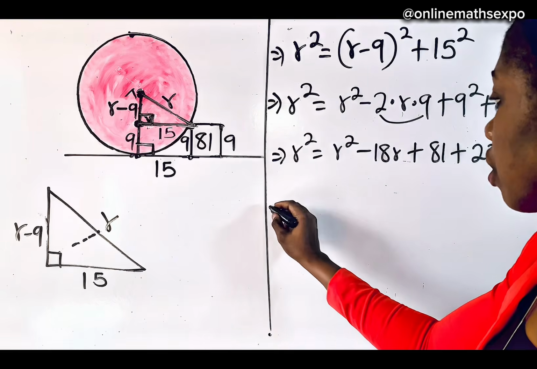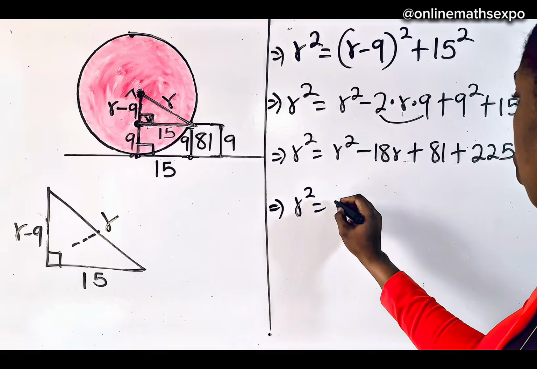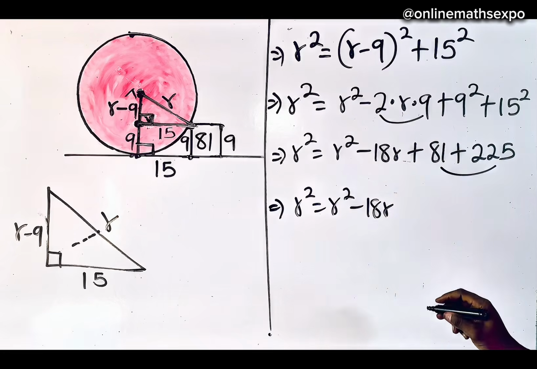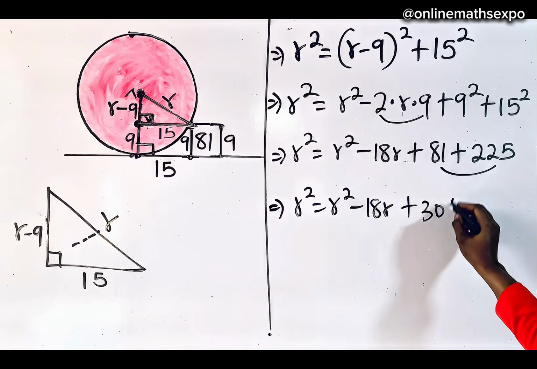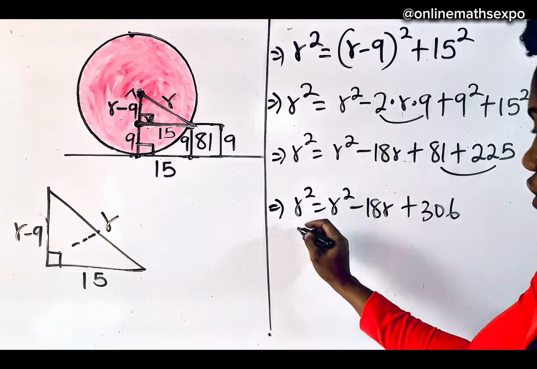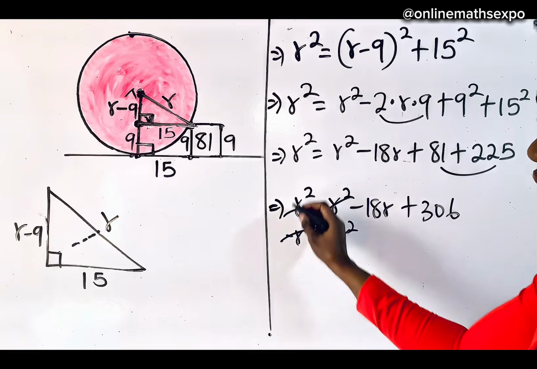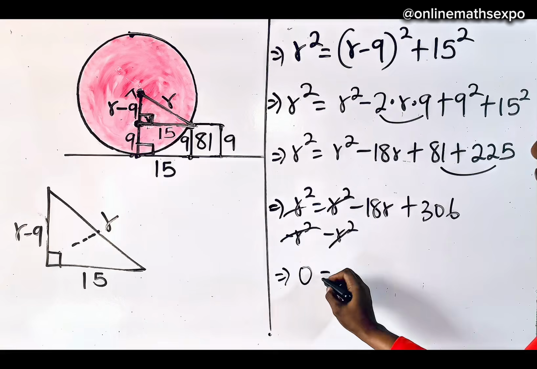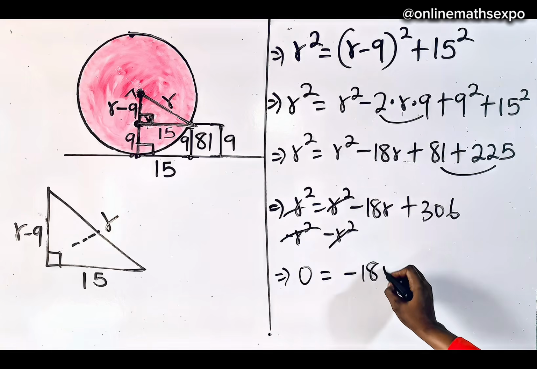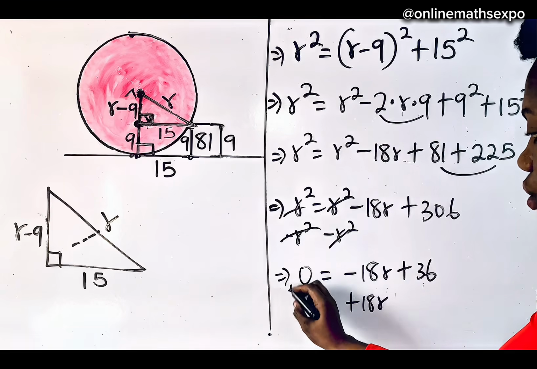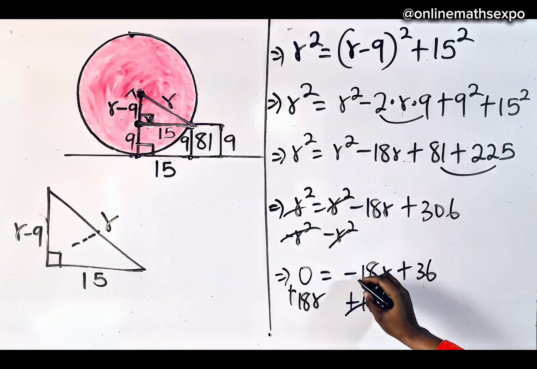Keep solving. So we now have r squared is equal to r squared minus 18r. Add this, it gives us 306. So what to do? We subtract r squared from both sides. So when you do that, this gives us 0 is equal to negative 18r plus 306. To remove this, add 18r to both sides. So we add 18r. This cancels.